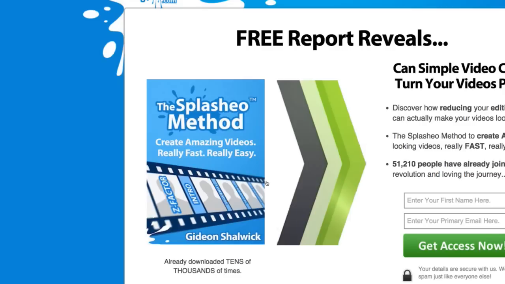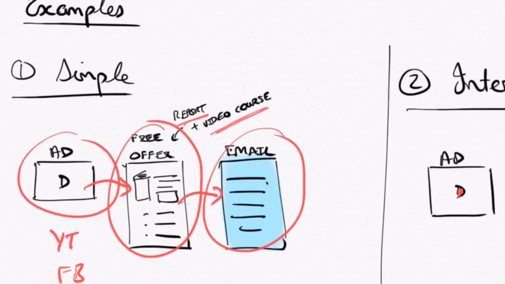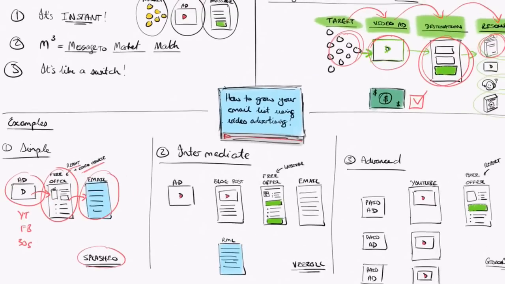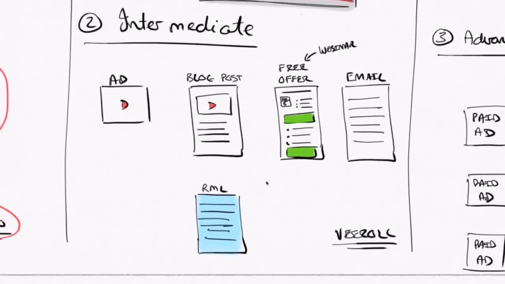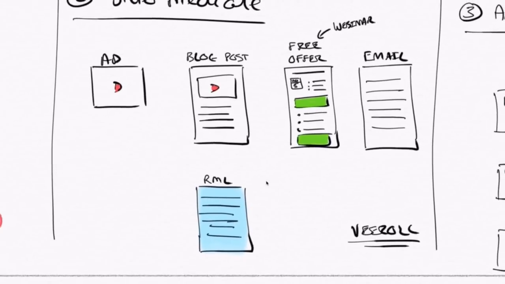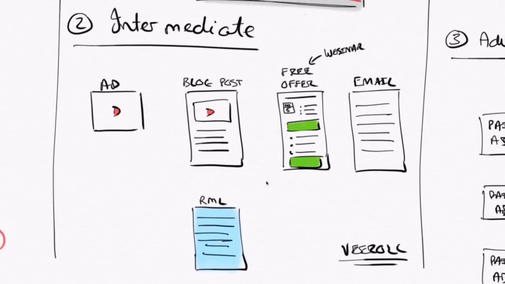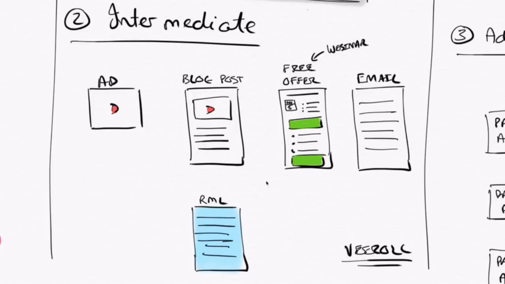So let's look at another example here. So that was the simple one, pretty straightforward. Then there's more of an intermediate one, and this one works extremely well for really warming up your audience and getting them to take action and get much better results from your advertising spend. So once again, it all starts here with your video ad, and basically you can run that once again either on YouTube or Facebook or Instagram or Snapchat. It really doesn't matter, but we focus mostly on YouTube and Facebook for now because that's where we're getting most of our results.